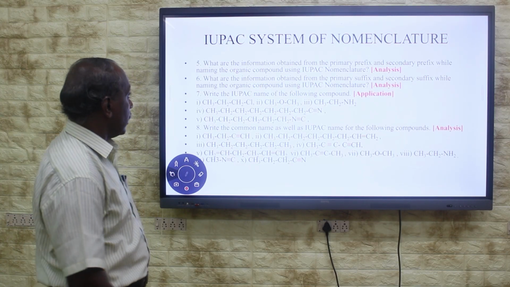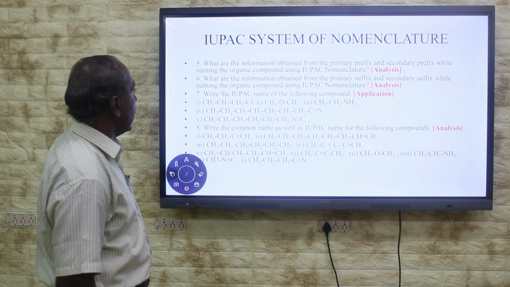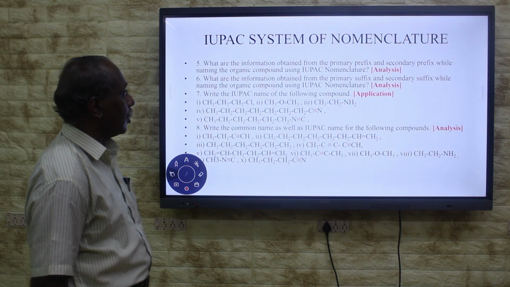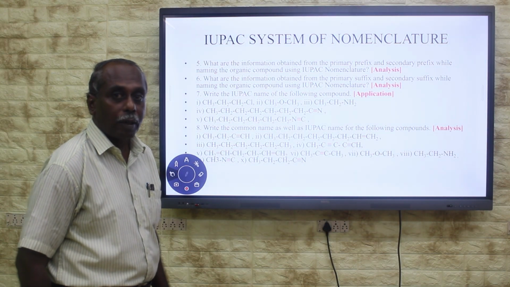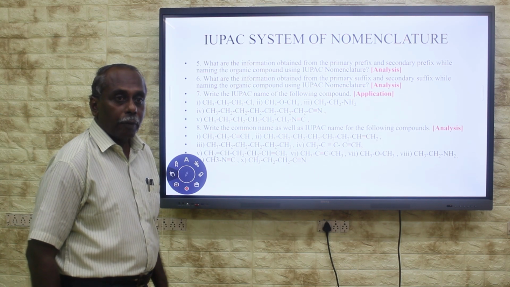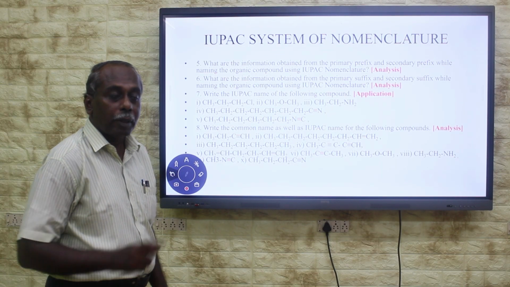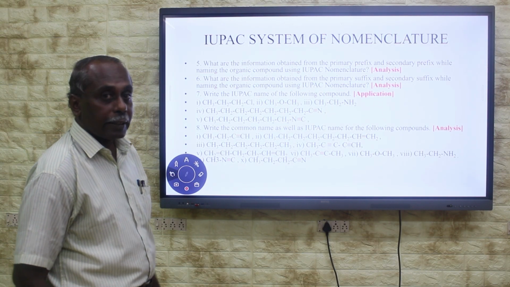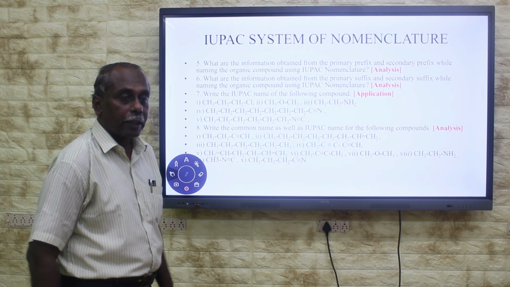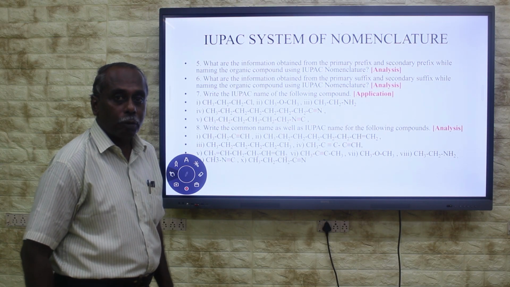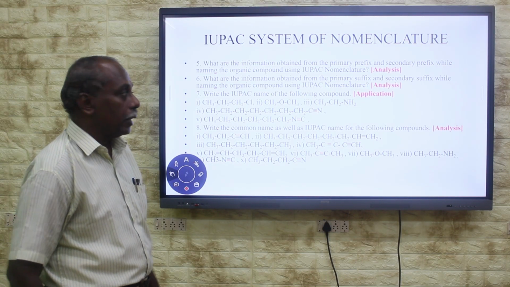Let us pass on to the next one. What information is obtained from the primary prefix and secondary prefix while naming an organic compound using IUPAC nomenclature? It's a very important one. The primary prefix talks about the substituent present in the organic compound or the functional group of lower periodicity. The name of this functional group of lower periodicity should be mentioned in the primary prefix. Then in the secondary prefix, the carbon skeleton structure should be given, that is, how the carbon atoms are arranged. Whether it is an open chain or cyclic should be mentioned.